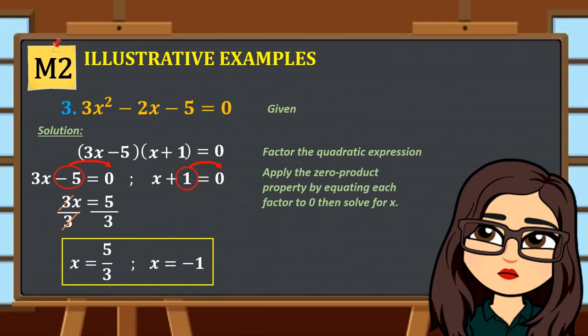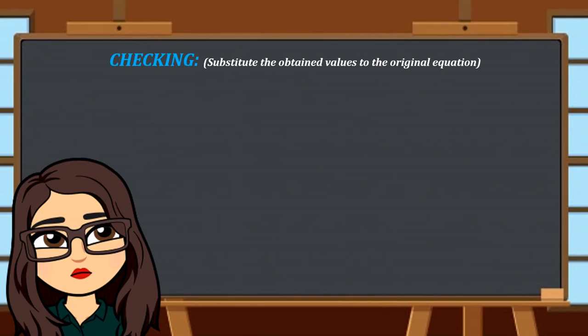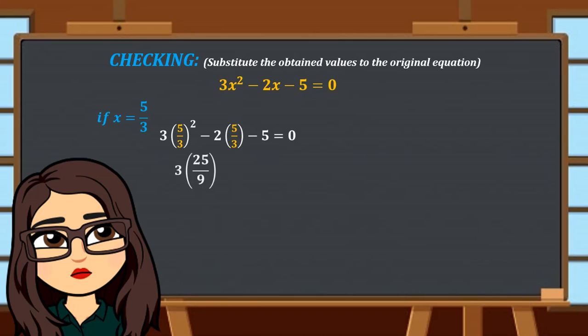Let us now check if we obtain the correct values. So substitute the obtained values to the original equation. The original equation is 3x squared minus 2x minus 5 equals 0. The first obtained value is 5 over 3. So substitute. So we have 3 times 5 over 3 squared minus 2 times 5 over 3 minus 5 equals 0. For 5 over 3 squared, the answer is 25 over 9. Then multiply 2 to 5 over 3, the answer is negative 10 over 3. Then we have negative 5 equals 0.